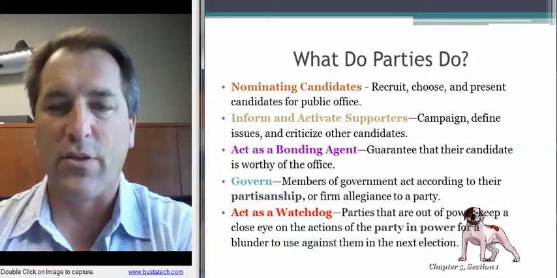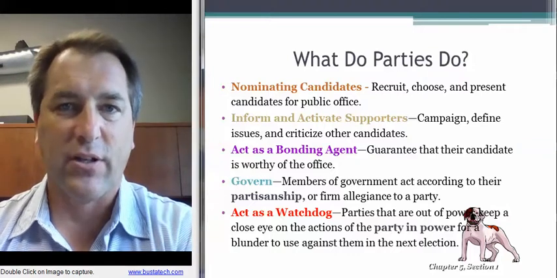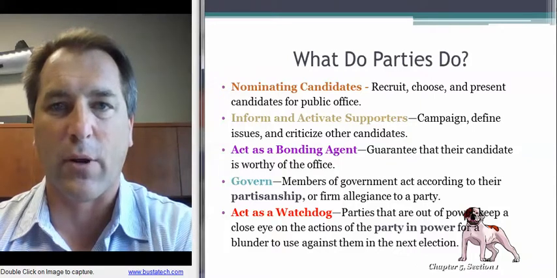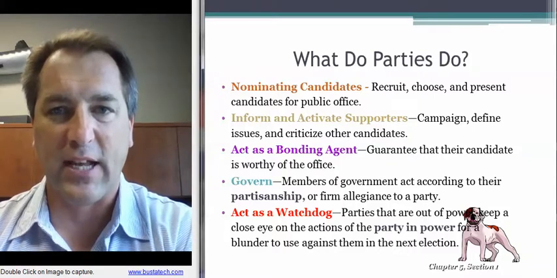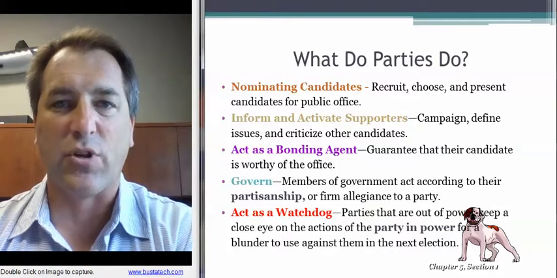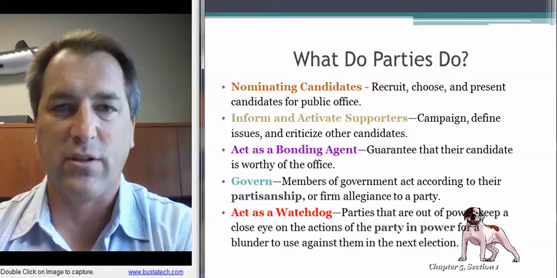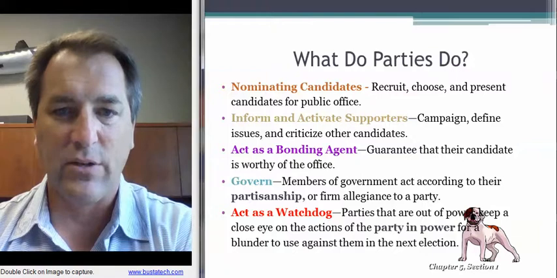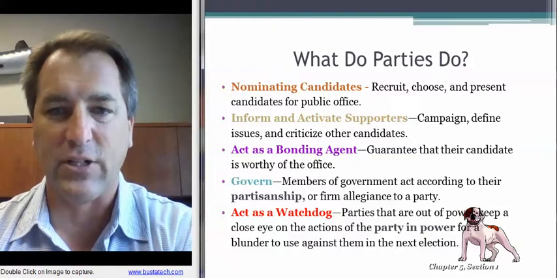Third, they're going to act as a bonding agent. That means they stand behind and they show, if you're a member of a party and a valid nominated candidate, the entire apparatus of the nationwide party, either Democrat or Republican, stands behind that candidate, supports that candidate, and vouches that candidate is intelligent and has the skills and the abilities to fulfill the duty if elected. So in effect, they act as a bonding agent.